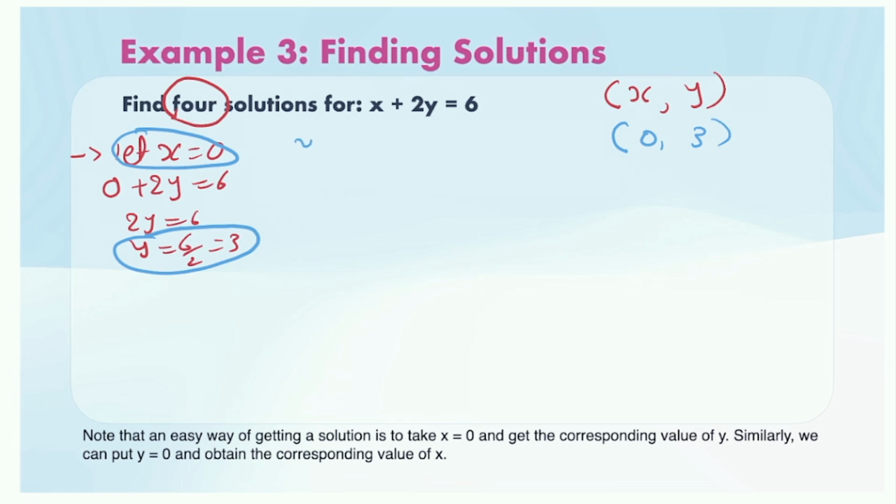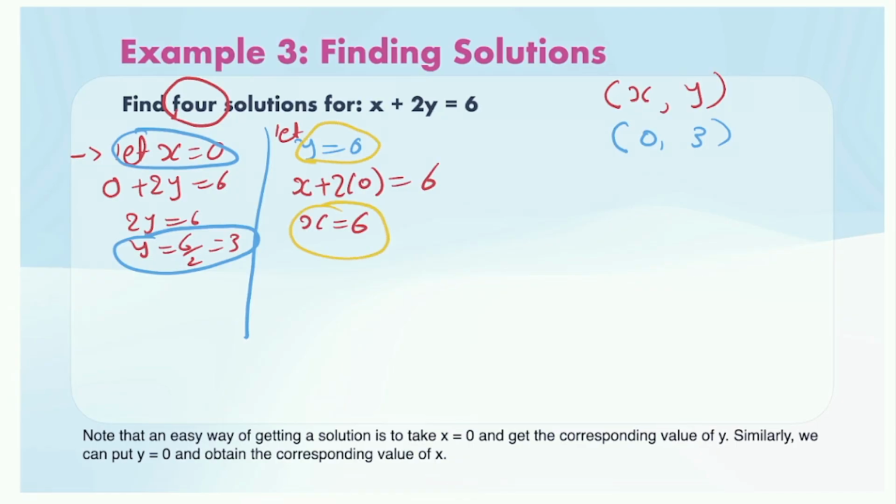Let us put y equal to 0. This time we will put the value of y equal to 0. You can start with any variable. Let y equal to 0. So my equation will be x plus 2 in bracket 0 equal to 6. So my final answer will be x equal to 6. So when I put y equal to 0, I got x equal to 6.